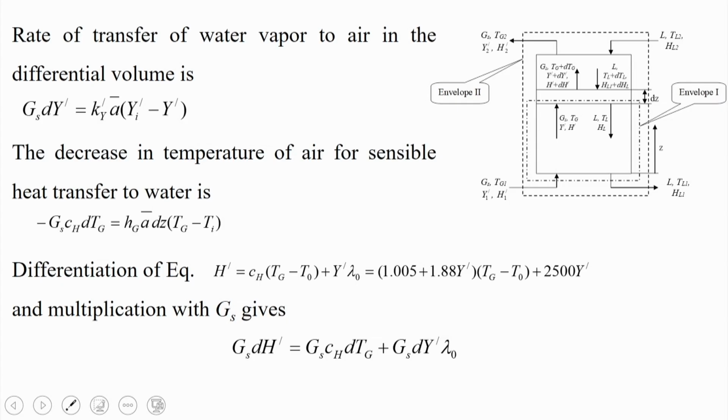The decrease in temperature of the air for the sensible heat transfer to the water is minus G S into C H into d T G, equal to H G into a bar into d z into T G minus T I.